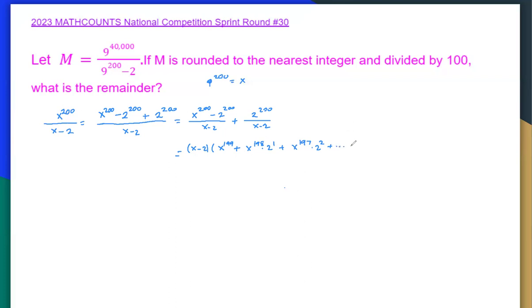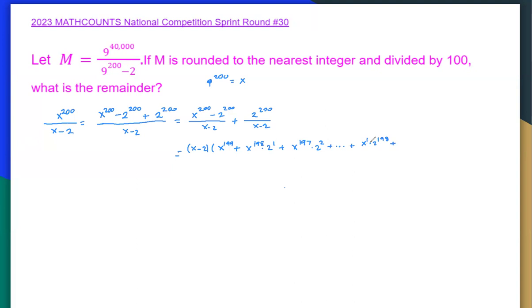So you will just continue this. I'm going to add the last two terms. The term before the last term will be x to the first power times 2 to the, when you look at the powers of x and 2, they add up to 199. So this is 1 and, like, 198, that's 199. So that means 2 to the 198, right?